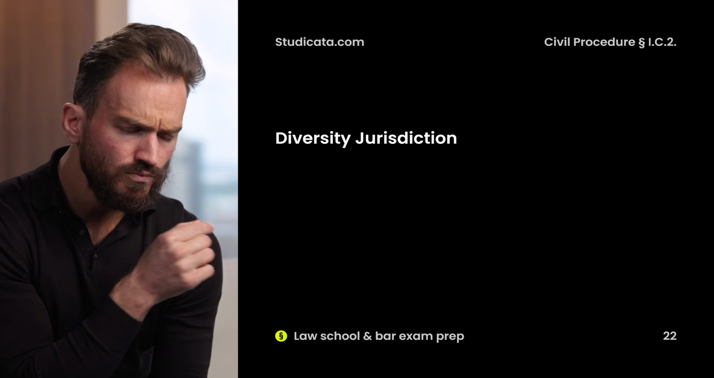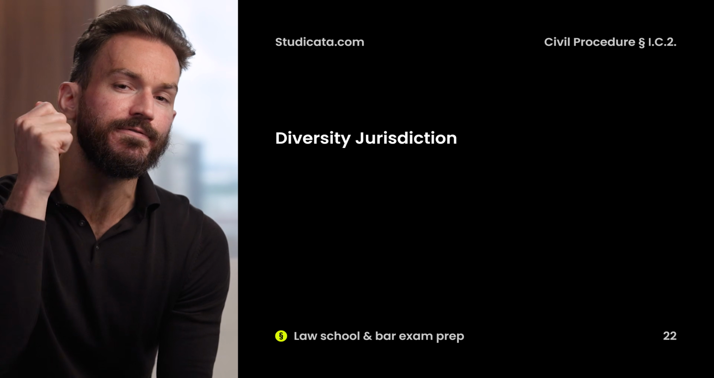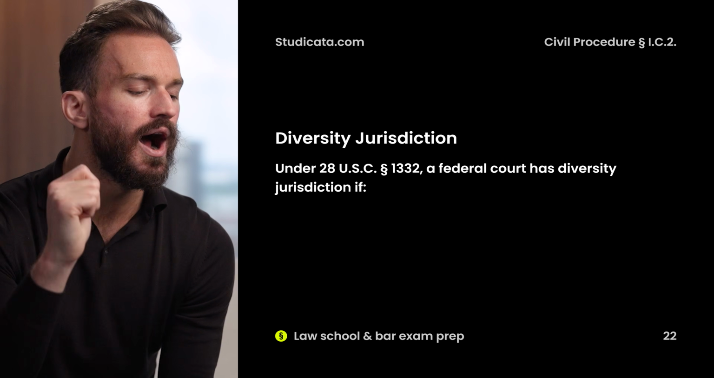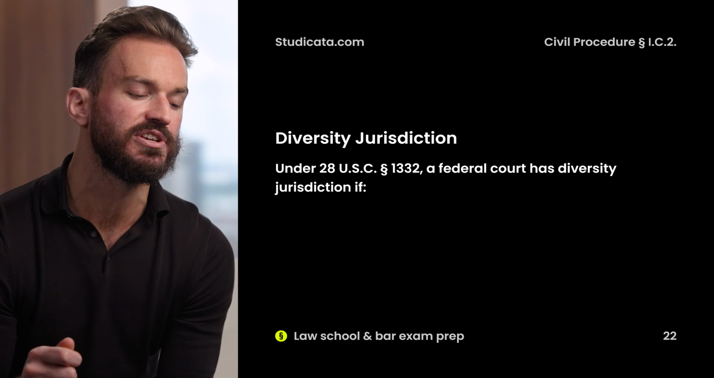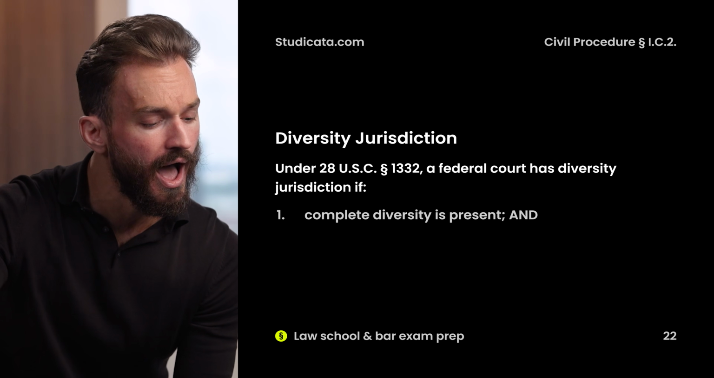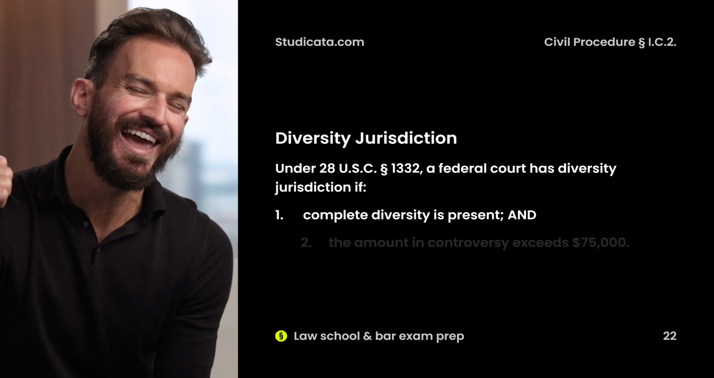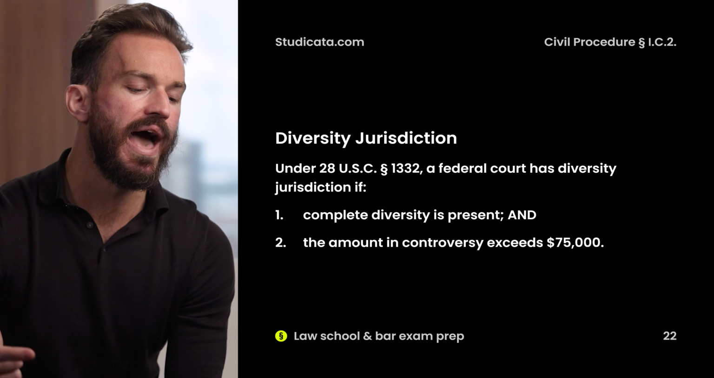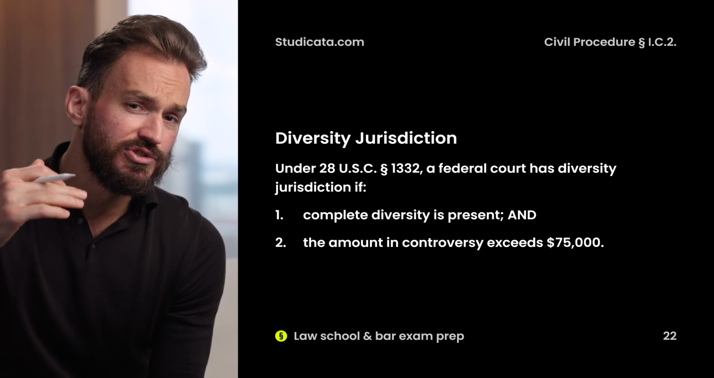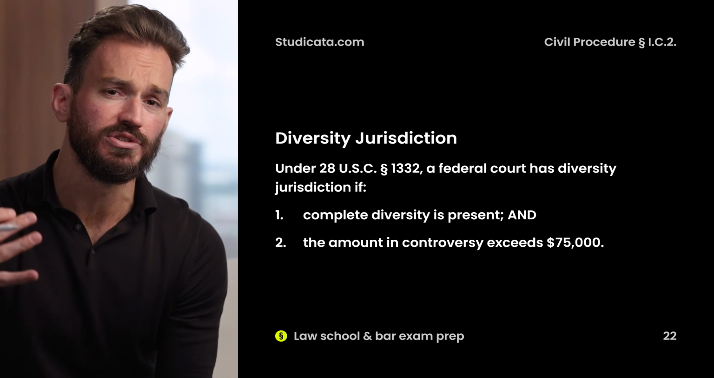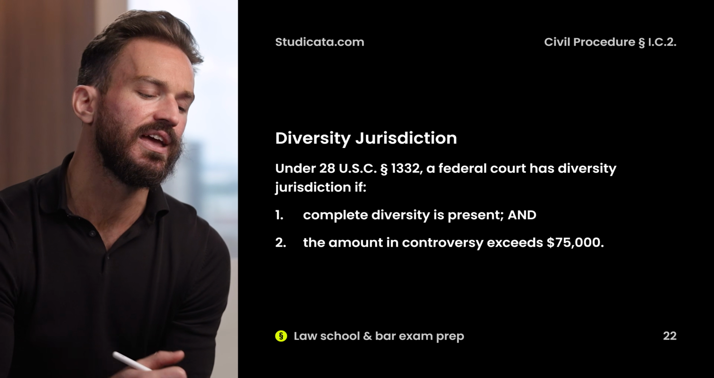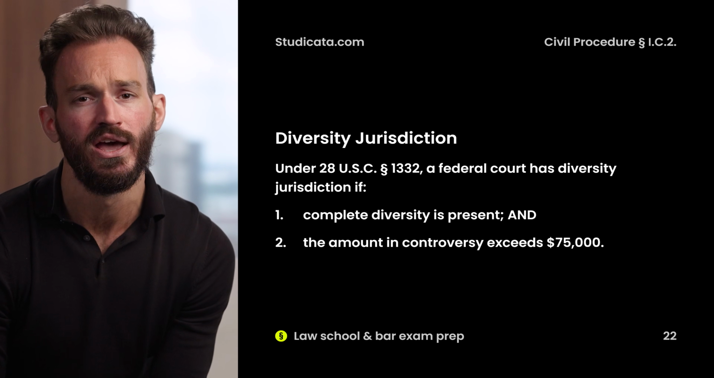Remember though, complete diversity is only our first requirement under Section 1332. Under 28 U.S. Code, Section 1332, a federal court has diversity jurisdiction if number one, complete diversity is present, and number two, the amount in controversy exceeds $75,000. So from here in our next lesson, part 2 of our diversity jurisdiction series, we're going to get into the amount in controversy requirement.